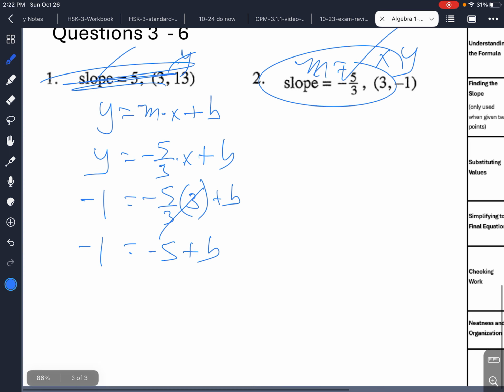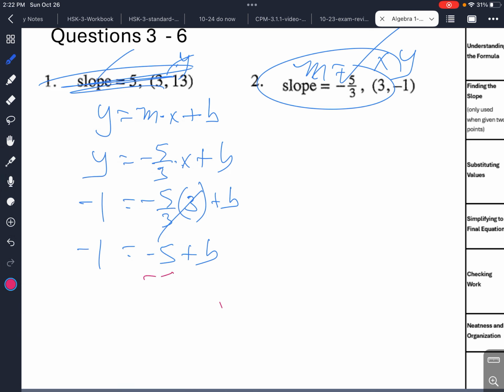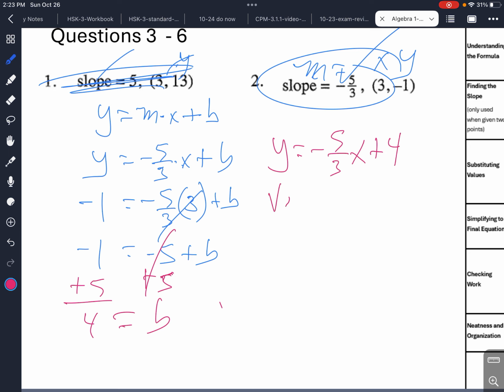If it's a negative 5 here, the inverse operation would be to subtract 5. I'm sorry, add 5. Because I want that to go to 0, but I have to add 5 over here as well. That's 0. So b equals 5 minus 1, which is 4. So my equation is y equals negative 5/3 x plus 4. Let me verify that so I can get my points. I'm going to put x back in here again, and y equals negative 5/3 times 3 minus 1.